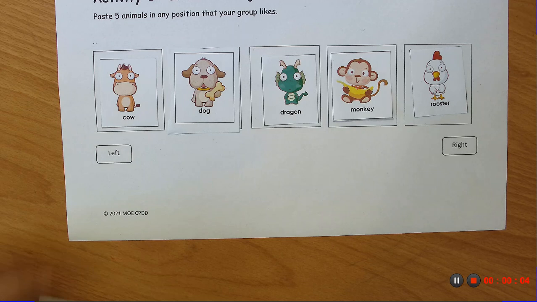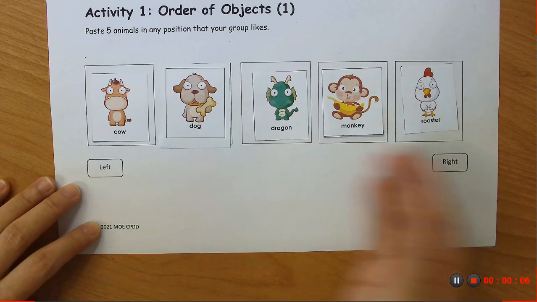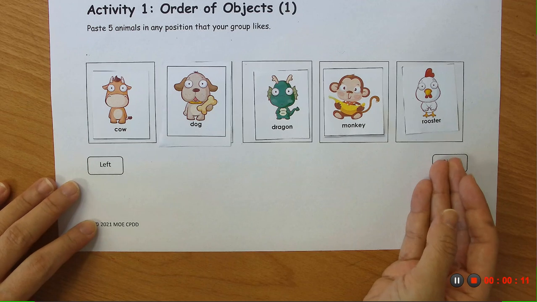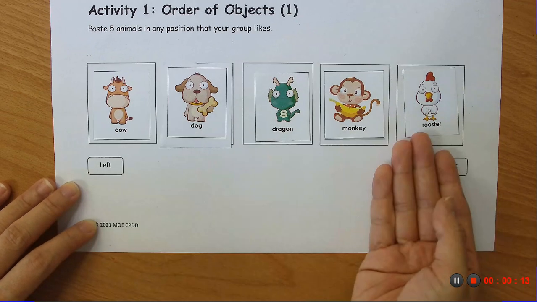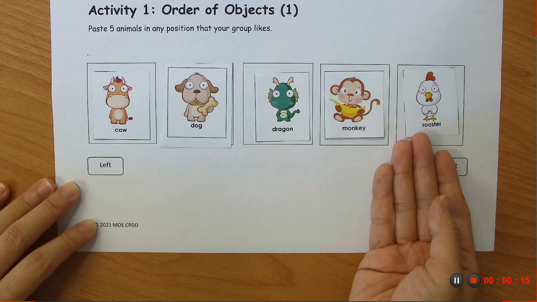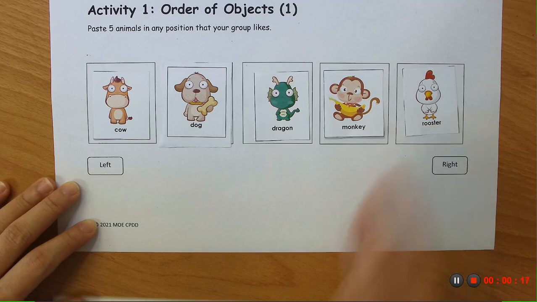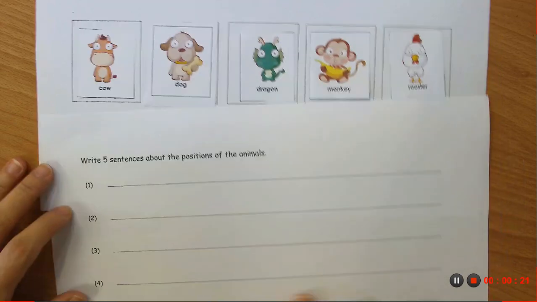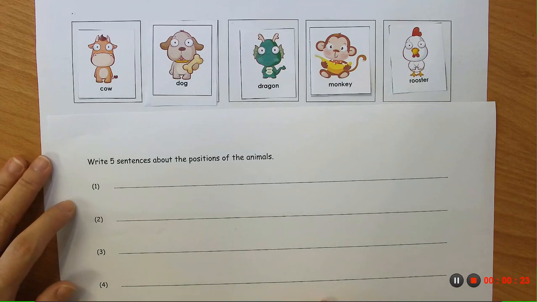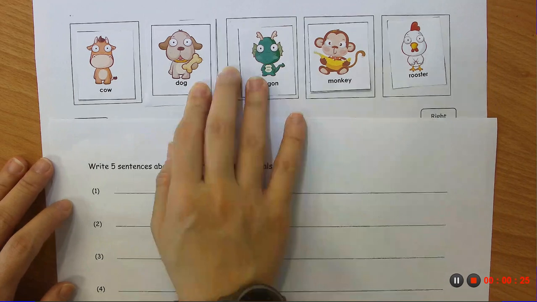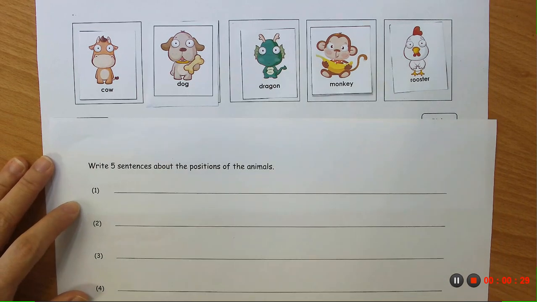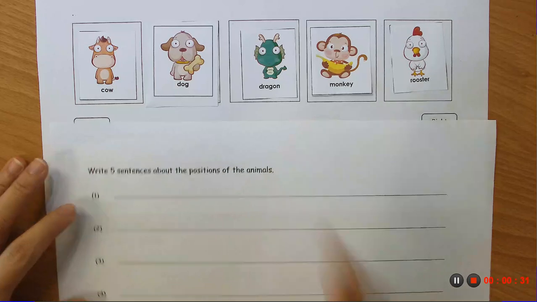We have pasted the animals onto the rectangles. Now, the animals you have selected may be different from mine. So, you will write the sentences later about the position of the animals based on your choices. Here, I'm going to show you an example based on my choice of animals.